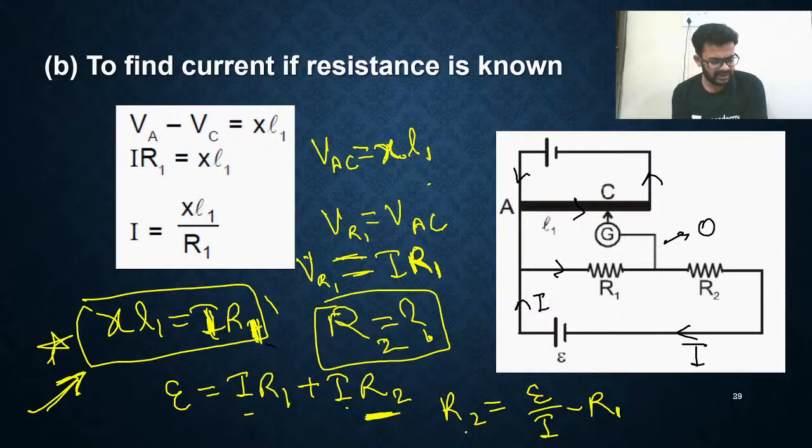Very simple concept. At first, you find the potential gradient using the upper, primary circuit. After that, balancing length means the potential difference across AC will be the same as the potential difference across R1, meaning XL1 is equal to IR1. So you got the value of I. Now observe the lower circuit, in which current is I. So directly we write IR1 plus IR2 is equal to E, and you'll get the value of R2.